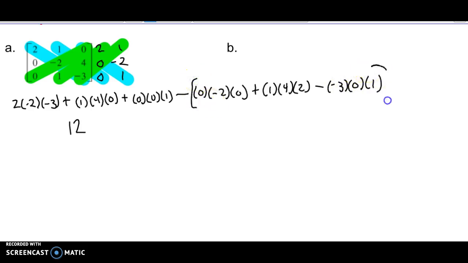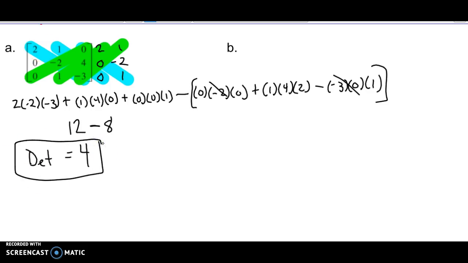So if I put this in parentheses because this is a subtraction sign, go ahead and bring my subtraction sign down. So this one becomes 0, this becomes 8, and this one becomes 0. So I have 12 minus 8. So 12 minus 8 gives me 4. So this is the determinant for this matrix above, which is a 3 by 3 matrix.